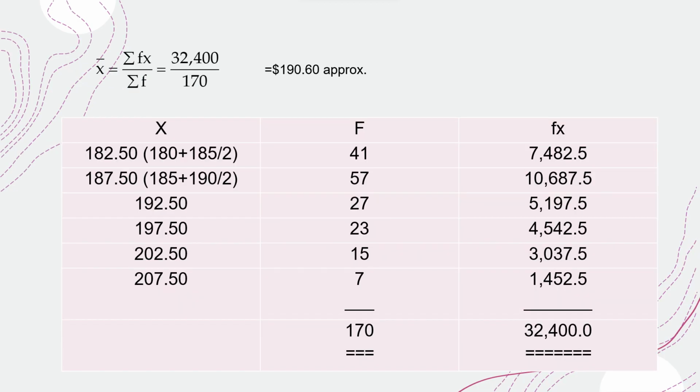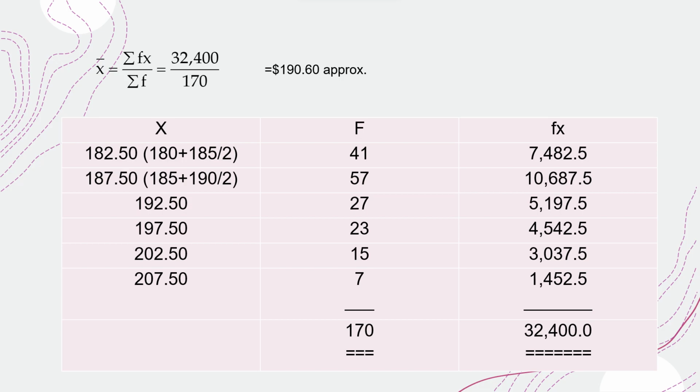Doing this, we have the following three columns: column X, column F, that is frequency, and of course the product column Fx. Now in column X, the first value or the midpoint is 182.5. That is simply how we have calculated it. We have added the lower and the upper limit of the first class, that is 180 plus 185 divided by 2. So the middle point is 182.5. Similarly, for the second class, it is 185 plus 190 divided by 2, that is 187.50. The same applies to 192.50 and onward.